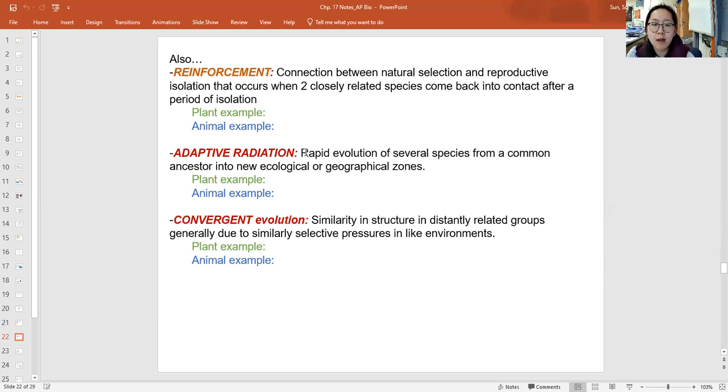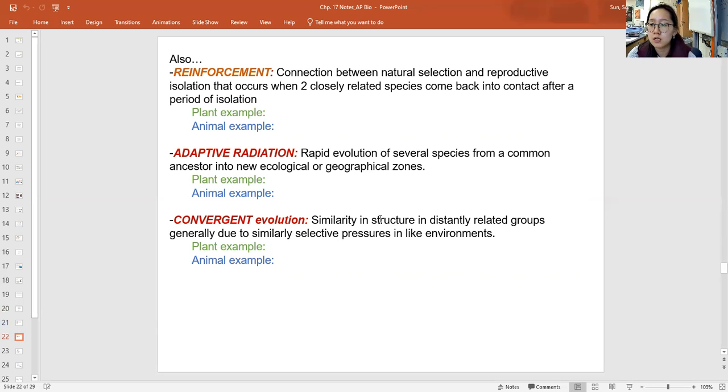Adaptive radiation is the rapid evolution of several species from a common ancestor into new ecological or geographical zones. List a plant and animal example. And then convergent evolution is similarity in structure in distantly related groups, generally due to similar selective pressures in the environment. So it means that if there's a need, natural selection and evolution will eventually provide a mode to meet that need. And in many environments, there are similar needs, but different organisms or different species are adapting to those needs.